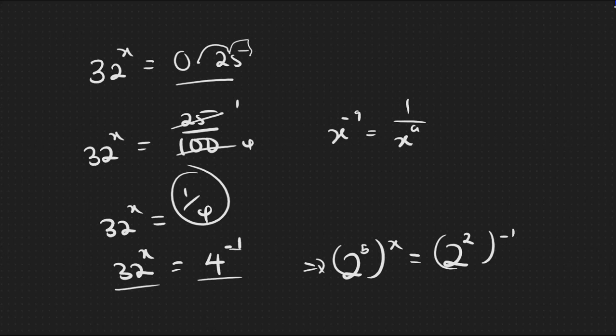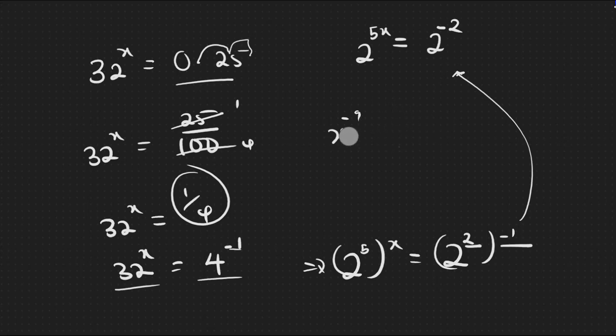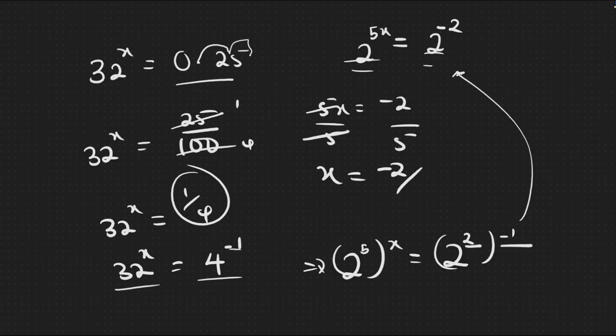So 5 times x is what? 5x. So we have 2 raised by 5x is equal to 2 raised by minus 2, because 2 times minus 1 is going to give us minus 2. So now the bases are the same, right? Since the bases are the same, we equate them. We have 5x is equal to minus 2. Divide both sides by 5. So our x is equal to minus 2 over 5. So that's the answer.